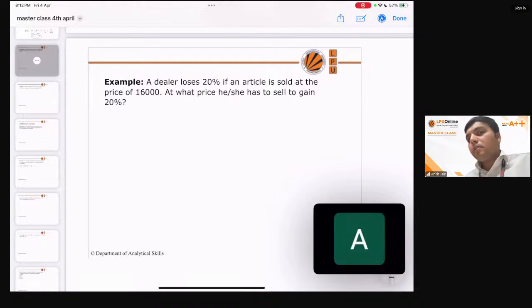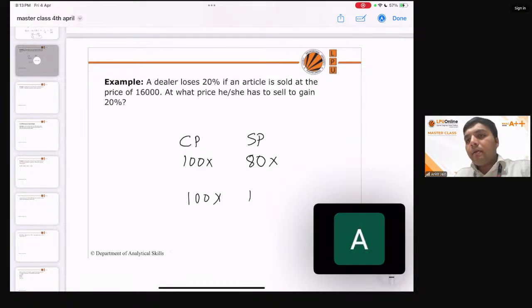Loss of 20%. If CP is 100, SP is 80. Simple. Loss of 20% means if CP is 100, the selling price is 80. Suppose 100x or 80x. At what price he sells to gain 20%? 20% gain means if CP is 100, because the cost price is same, selling price is 120. A dealer lost 20% if we sold at 16,000, which means this 80x is equal to 16,000.